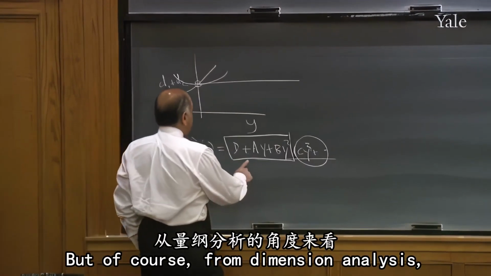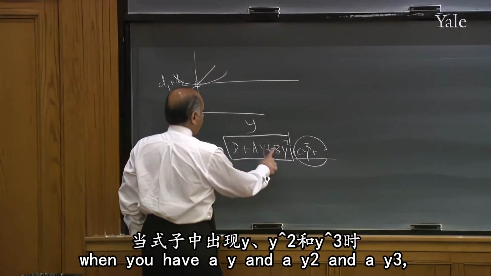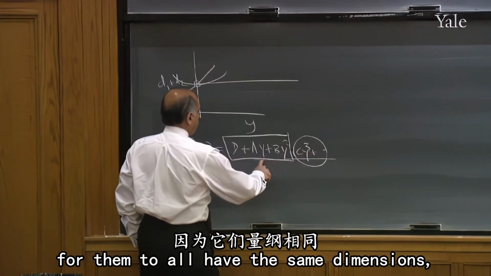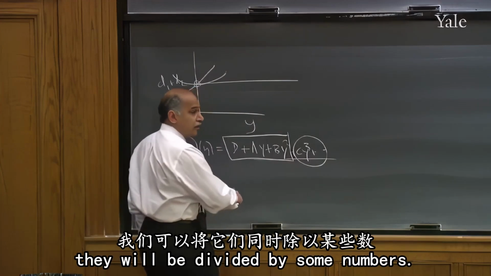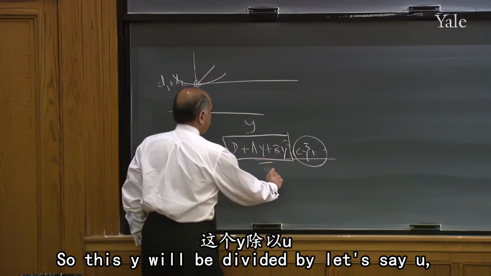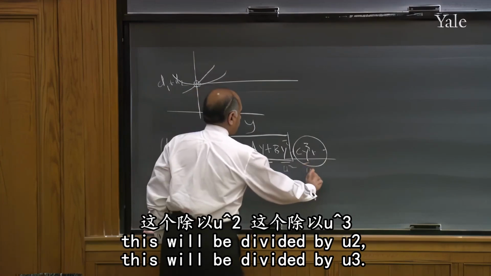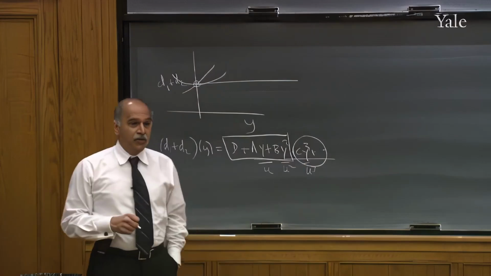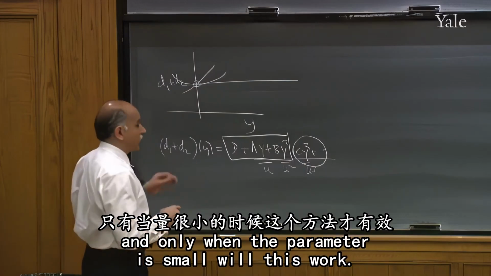But of course, from dimensional analysis, when you have a y and a y squared and a y cubed, for them to all have the same dimensions, they will be divided by some numbers. So this y will be divided by, let's say, u. This will be divided by u squared. This will be divided by u cubed. It's an expansion in a small parameter. And only when the parameter is small will this work.